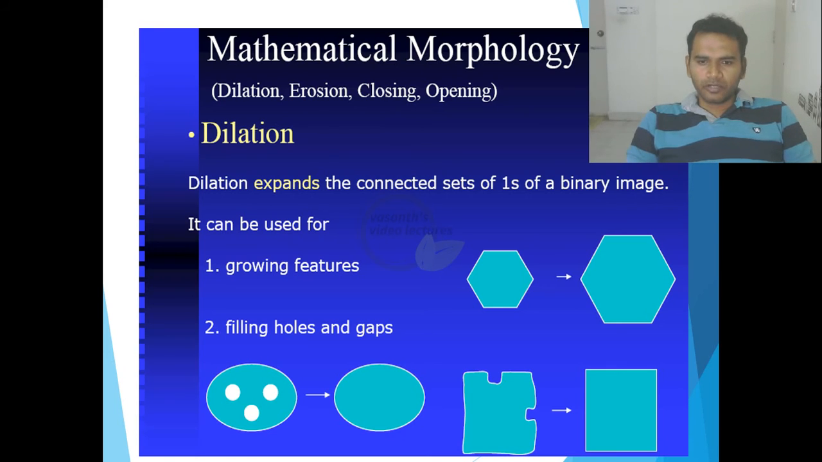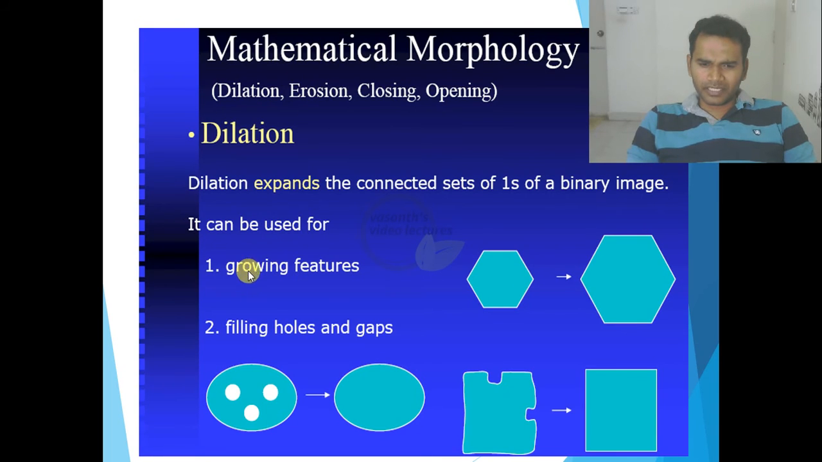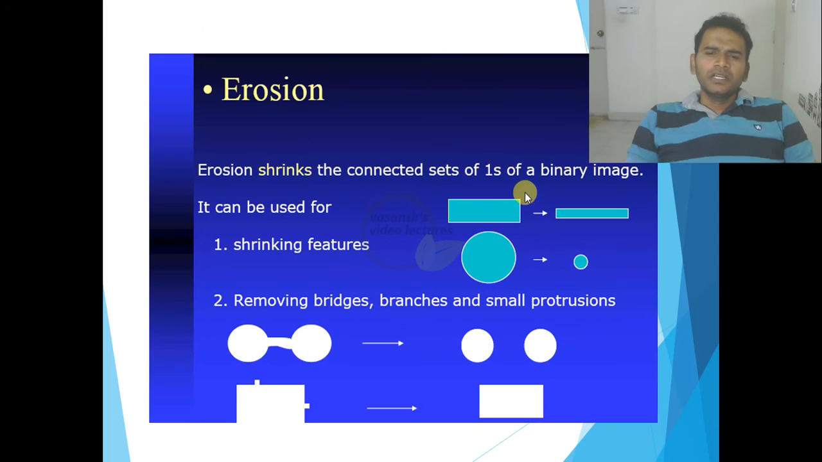The second one is erosion, and then closing and opening. So erosion just shrinks things. It is exactly opposite of your dilation in the case of growing features. It will shrink this to the small one. So that is the erosion. Erosion is used for shrinking up things.